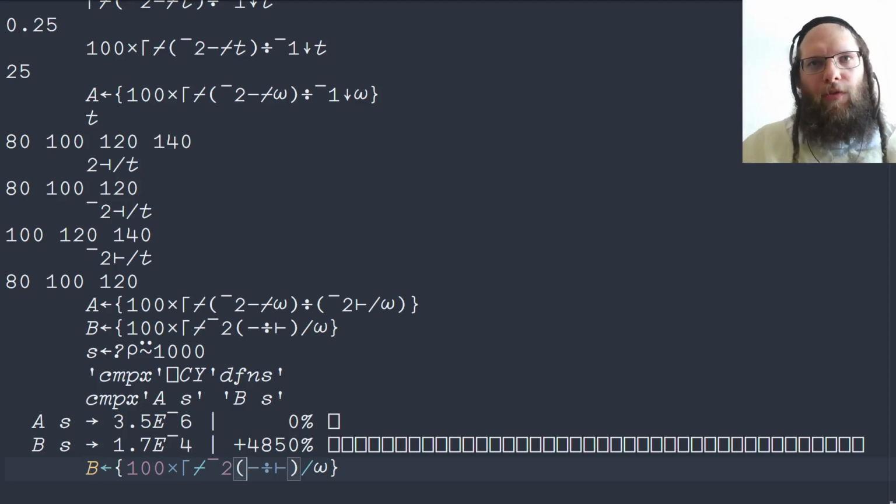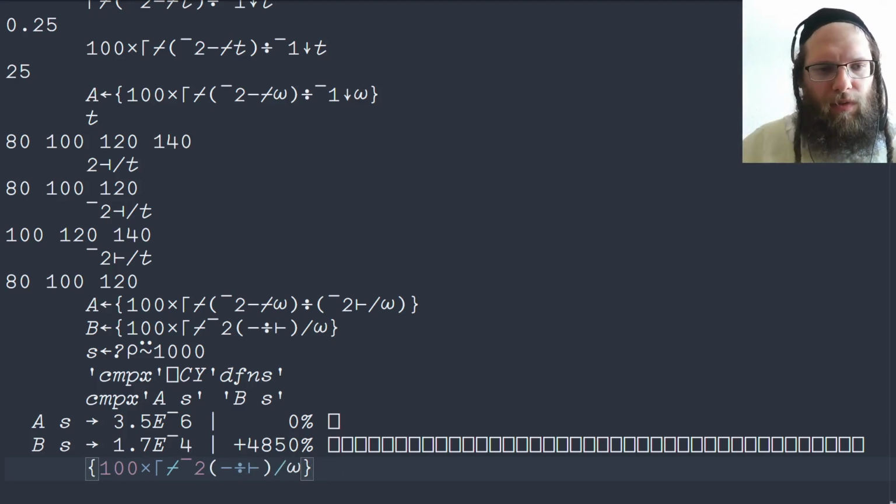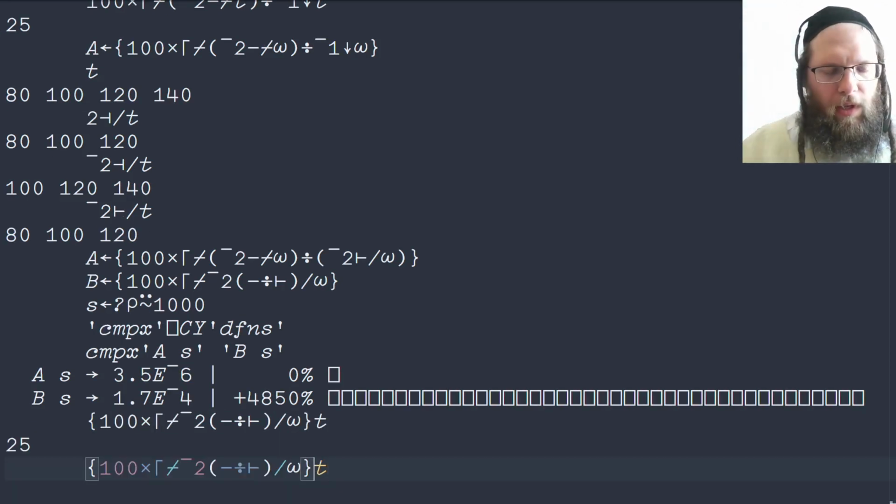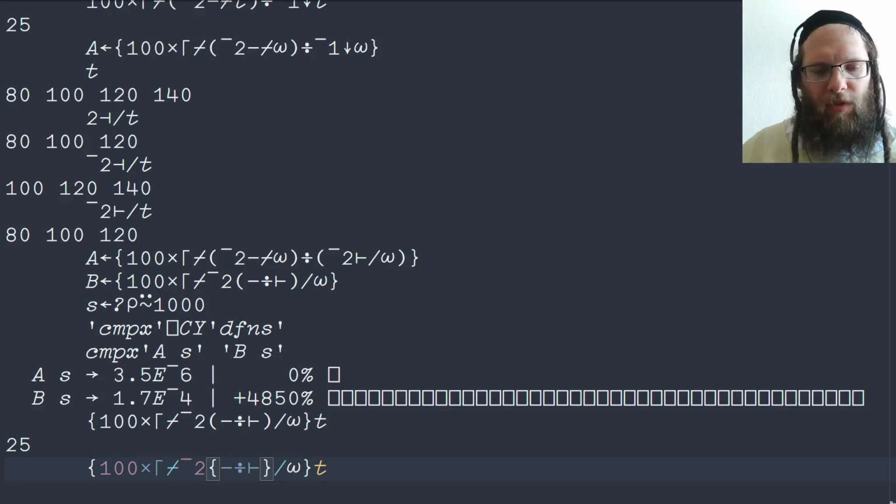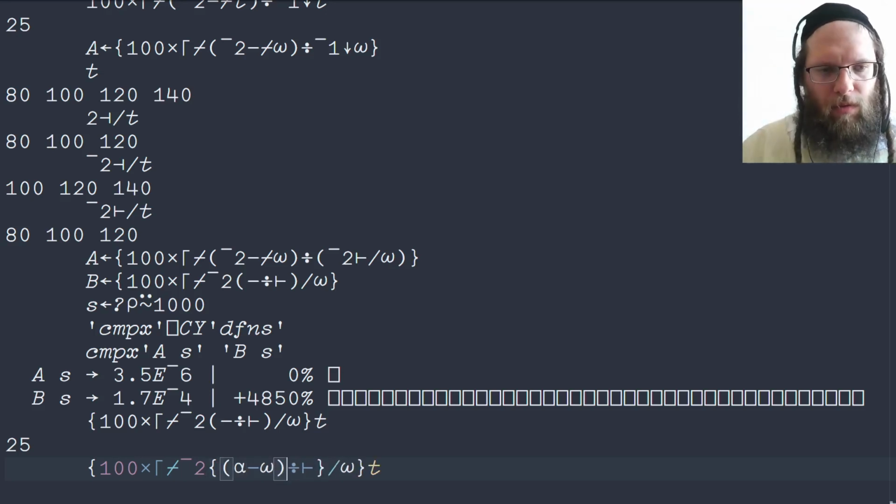Let's start off by taking this train and making it into maybe a slightly easier to read dfn. So let's put in our test case here, to make sure it still works. And then we are replacing this train with the dfn. So what we need to do here is we have the subtraction of the left argument and the right argument, and then divided by the right argument.